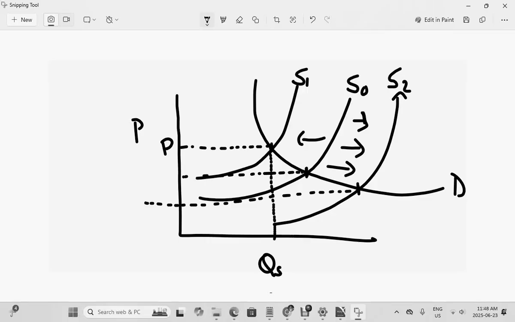If the supply curve shifts to the right, as the suppliers produce more, the suppliers would want to bring down their price to sell at a price at which the consumers will buy. As a result, the equilibrium point will change, the price will go down, and the quantity will go up. The quantity supplied will go up.